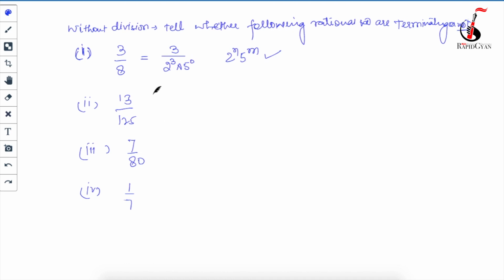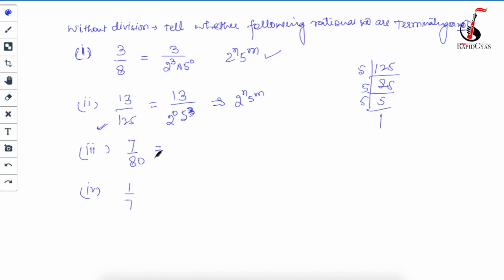Now come to 13 upon 125. The factorization of 125 is 5, 25, it's 5, it's 5, then 5, it's 1. So I can write 13 upon 5 cube. Here I see there is no 2, so I can write 2 to the power 0. So yes, this also I can write in the form of 2 to the power n and 5 to the power m. If I can write this in the form of 2 to the power n, 5 to the power m, it means it's terminating, correct?